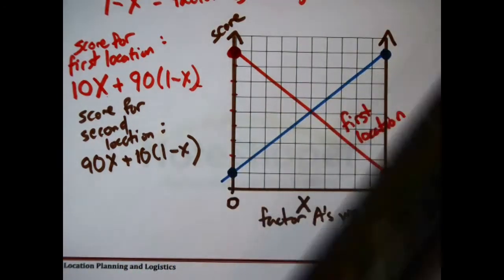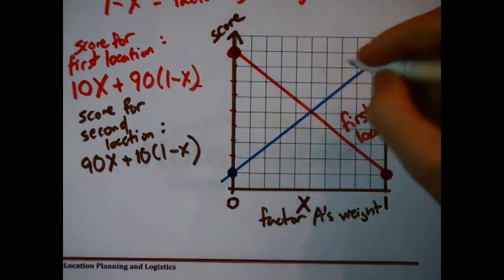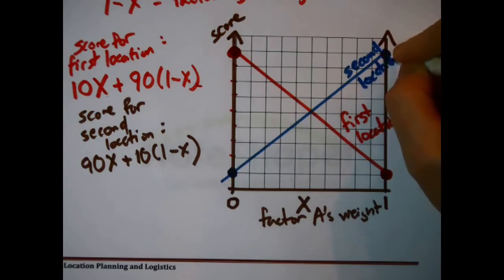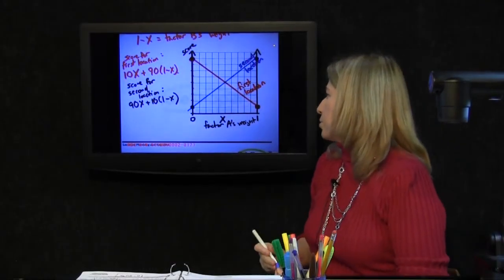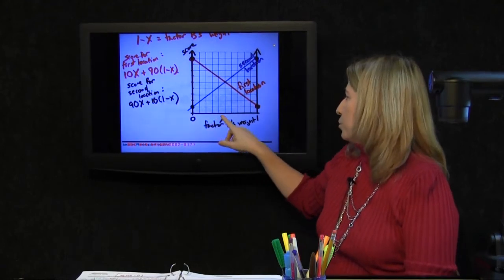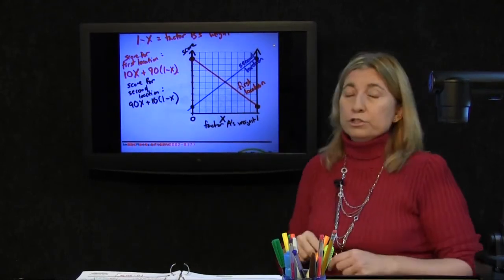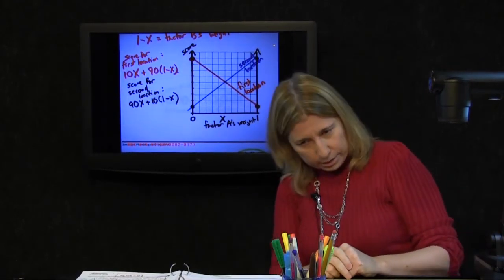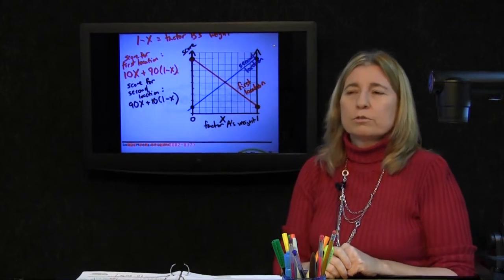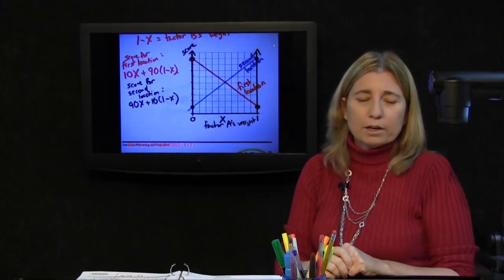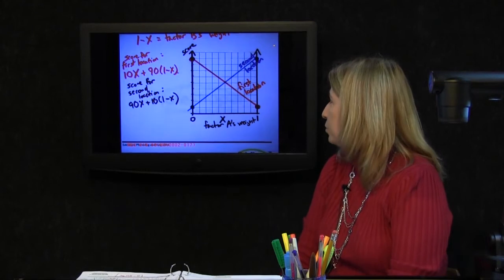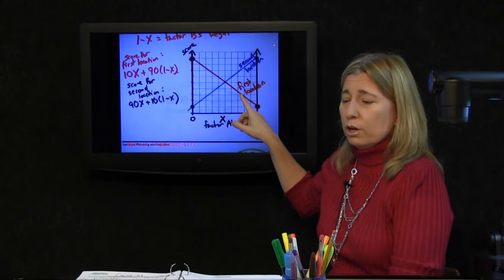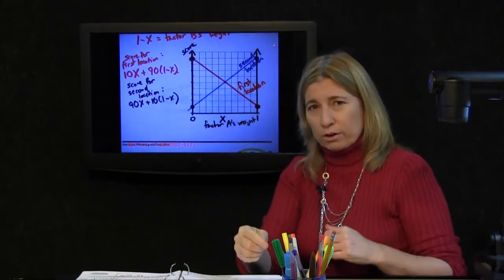Here is what, and I need to label it, how the second location would score in a factor rating analysis for the full range of weights that you could possibly attach to this factor A. You say, all right, so what have I learned? Well, remember that the question way back at the beginning is, over what range of weights would you prefer the first location? That's why labeling is important. Well, higher scores are better.